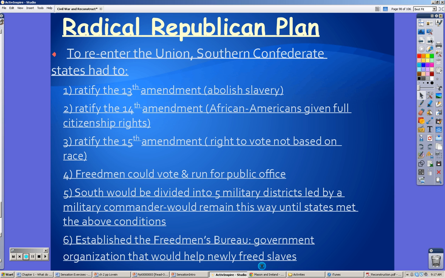They must ratify the 15th Amendment, which says you can't deny the right to vote based on race. Okay, and then they also allowed freedmen to vote and run for public office. And then they also wanted to divide the South into 5 military districts led by military commanders from the North until these southern states met these above qualifications and conditions. And then they also established a Freedmen's Bureau, which was a government organization that would help newly freed slaves.